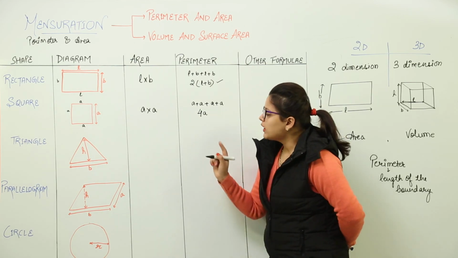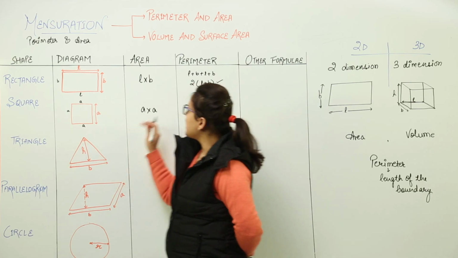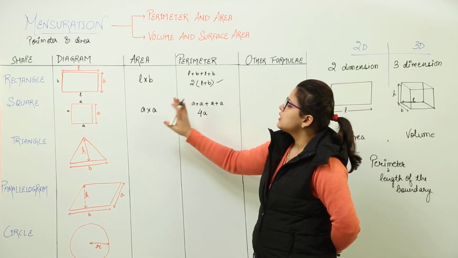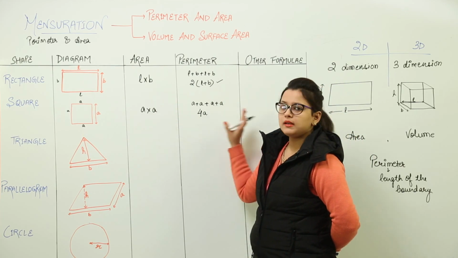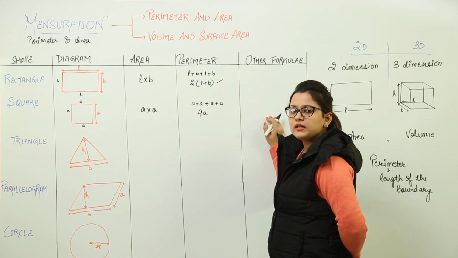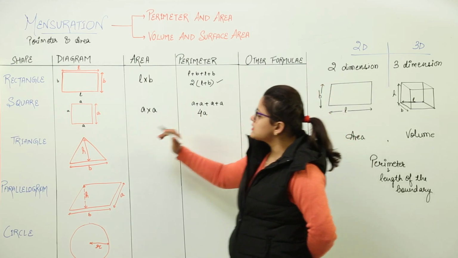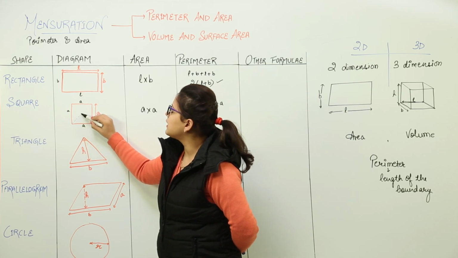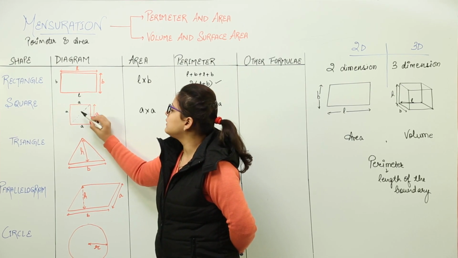Right? One more thing I would like to discuss here: as I have made another column for formulas, you might have to use some formulas other than area and perimeter. So I will be discussing them separately if required. See, for example, in this case, yes, we have a formula. You must be familiar with the term diagonal. What do you mean by diagonal?